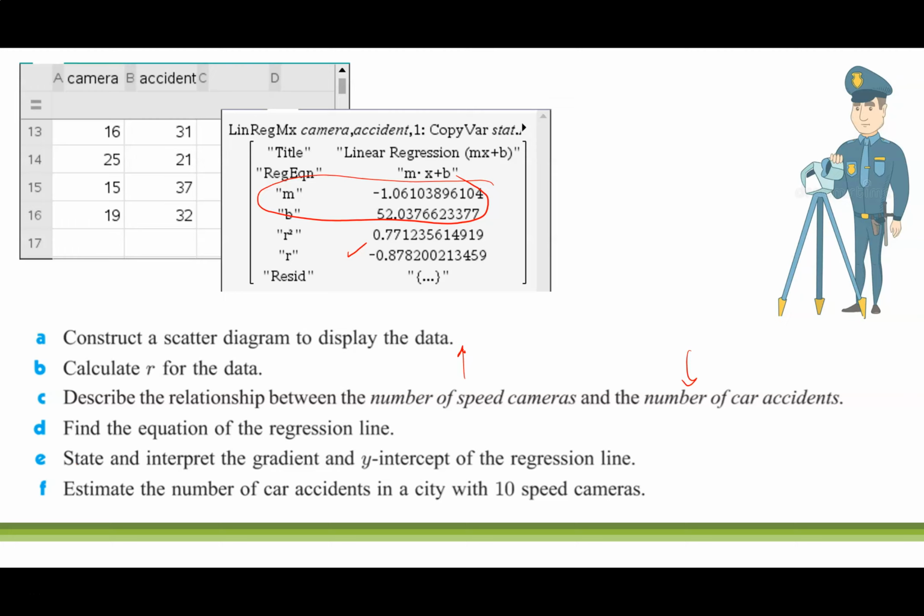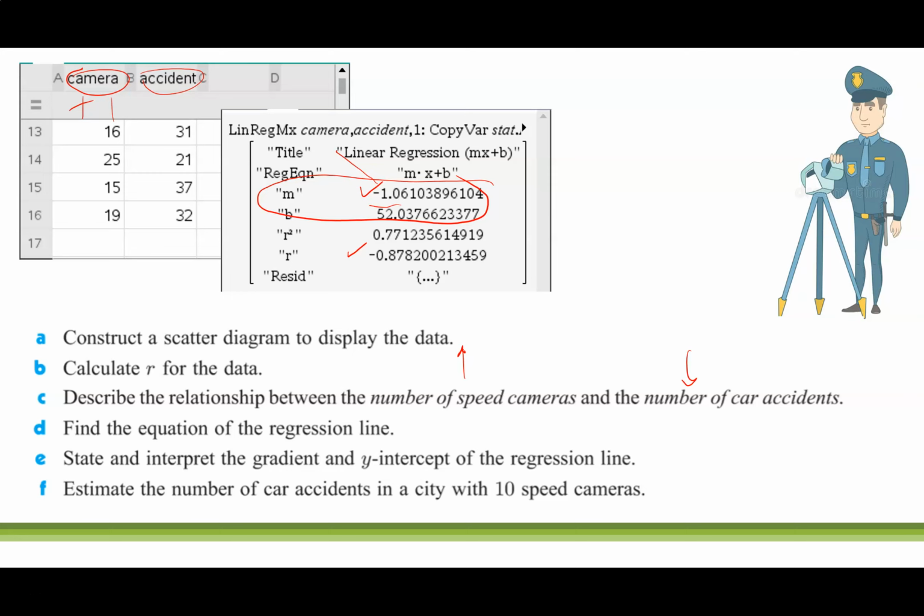State and interpret the gradient and y-intercept of the line. That's something else that we can do. Well, the gradient means that's marginal rates, right? So as X increases, and that's the number of cameras increases, that's the quantity change that you're going to have here. So it basically means for every additional 1 camera, you're going to have 1.06 fewer accidents at that location.